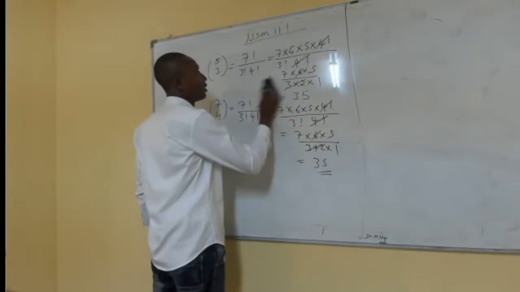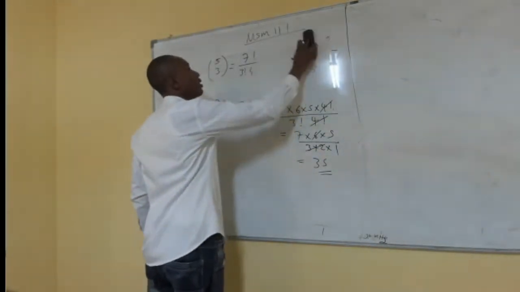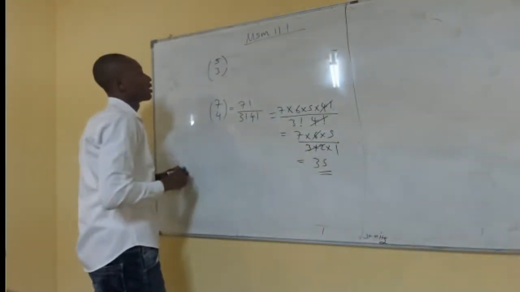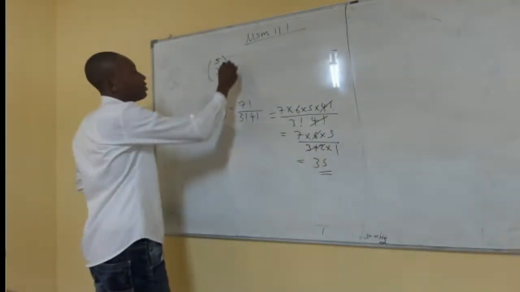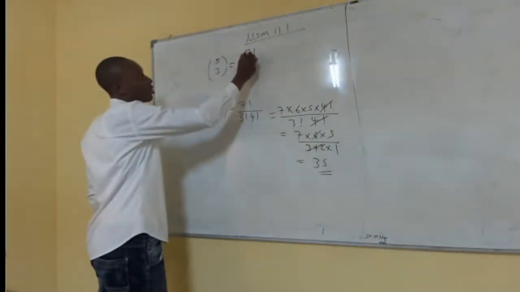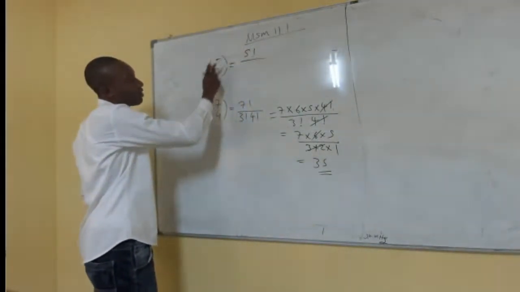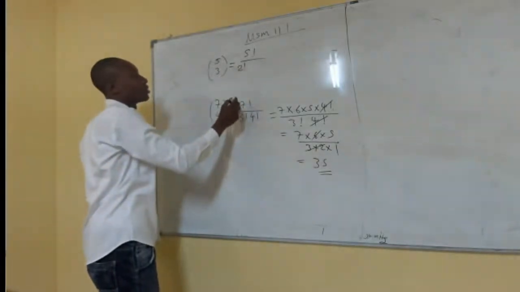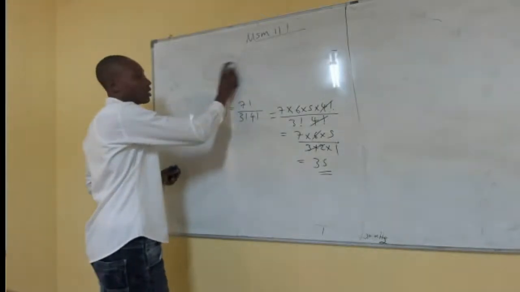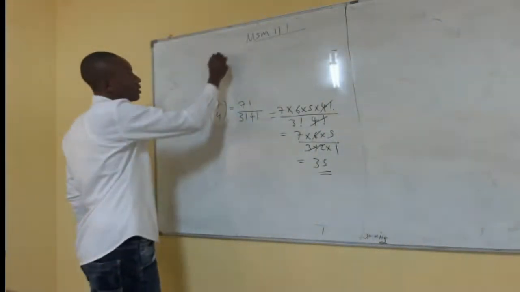Let's go to another one. 5 choose 3 can actually be written as 5 factorial over, what's 5 minus 3? 2 factorial, okay? So I'll not do this question. Let's consider the last one.